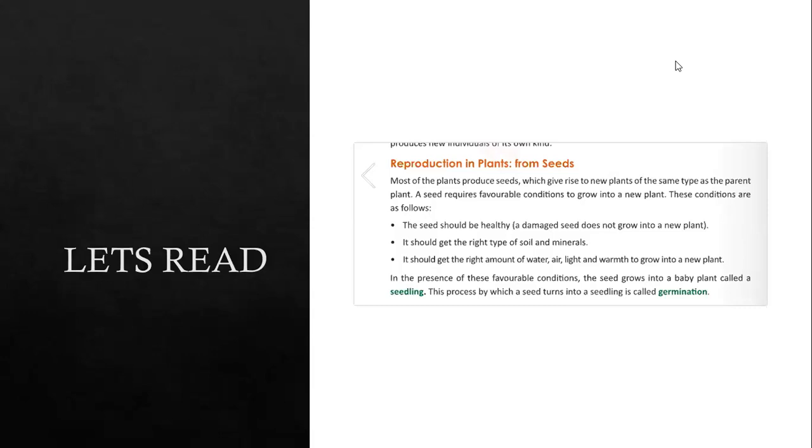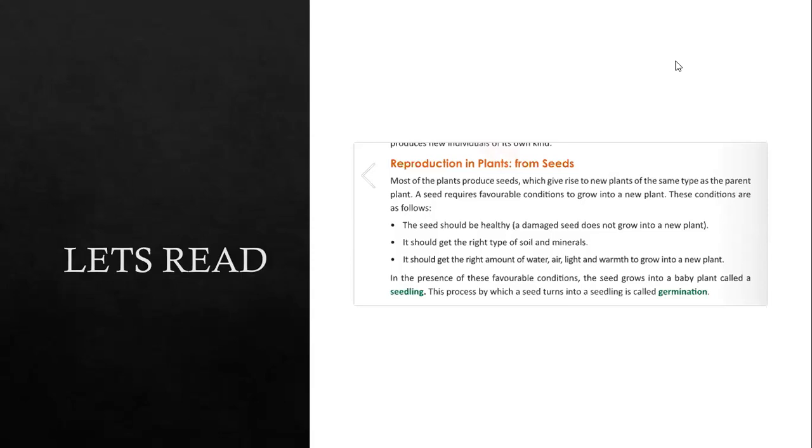So when we are sowing a seed, it should be in a way that it should have a very good soil, where it will get the minerals from the soil itself. It should get the right amount of water, air, light, and warmth to grow into the new plant.